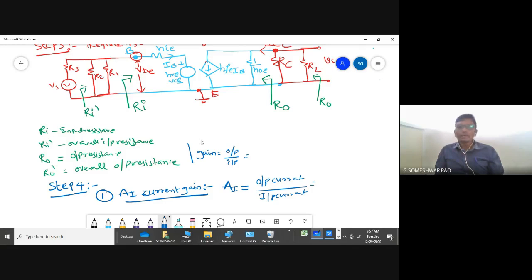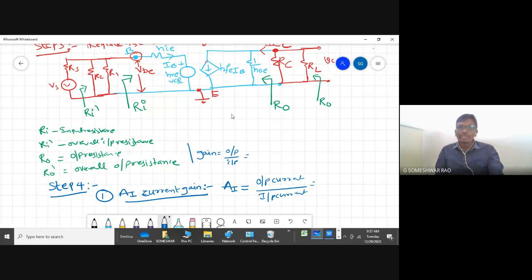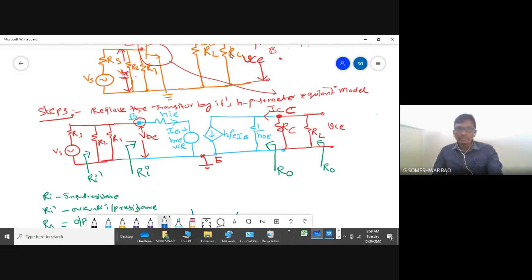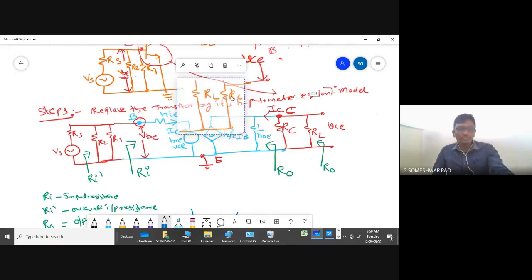Now, when I say output current, which one is acting as the output current here? So IC. Once again, you have to look at the circuit diagram. Now, from the circuit diagram, what is the current which is flowing through RL? Just go through once, look at the circuit diagram once. What is the current which is flowing through RL?